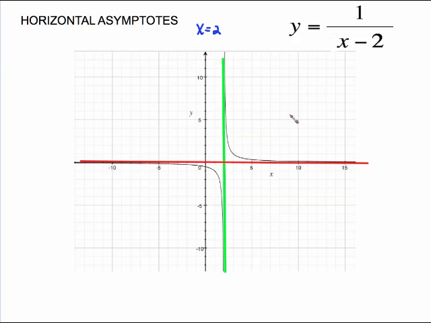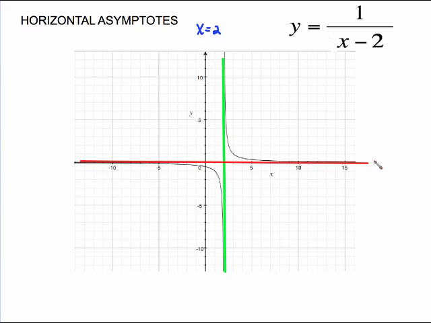Now, let's get into horizontal asymptotes. A horizontal asymptote is exactly what it sounds like. It is a horizontal line that the curve kind of snuggles up to as it bottoms out or reaches up this way to reach its peak. The green here is the vertical asymptote as you would expect. X minus 2 would give us a vertical asymptote of 2. But the horizontal asymptote happens to be the x-axis.